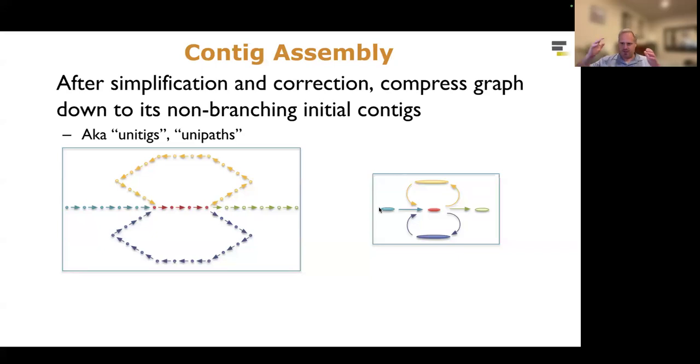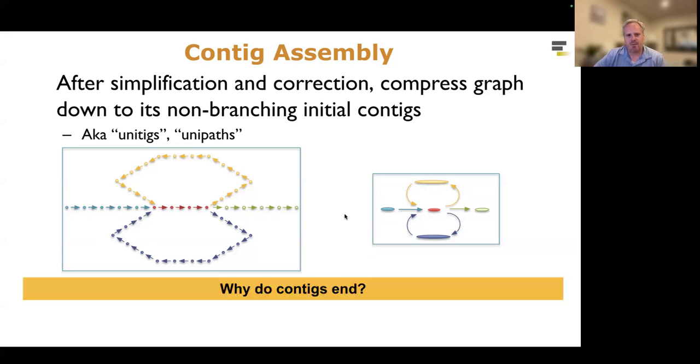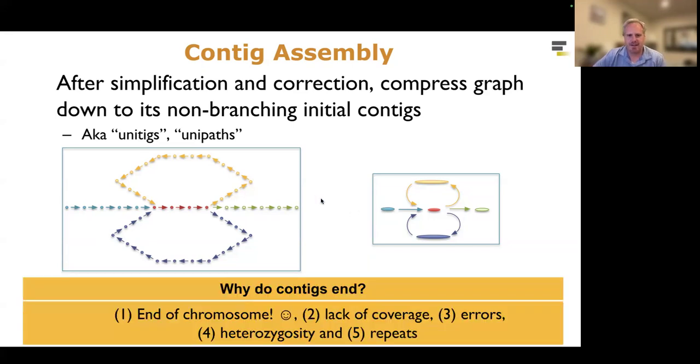But you'll do this simplification algorithm as much as possible. Now, of course, what you hope is that you would just get a single contig per chromosome. But in practice, you rarely will get a representation like that. Often you're going to have many cycles or loops in your graph. And there are several reasons why that might happen, why these contigs might end.